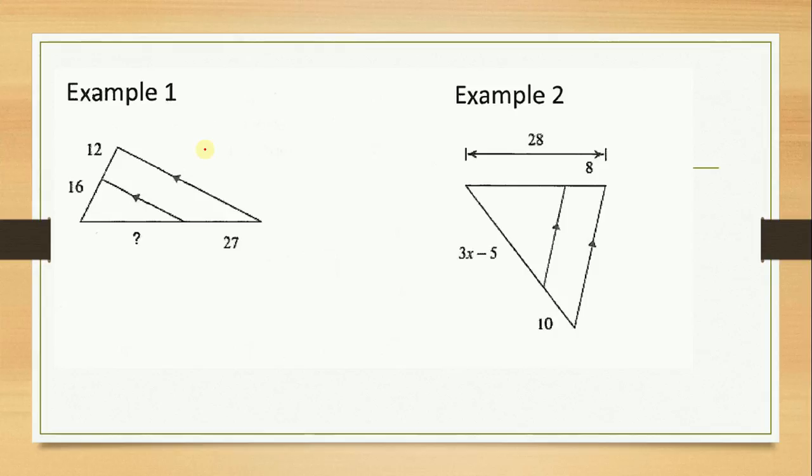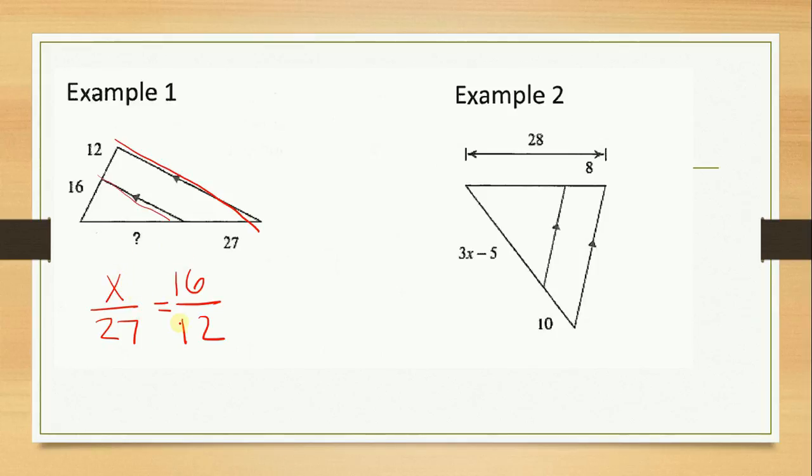So if a line is parallel to one side, we're going to first set up. So I have the two parallel lines here, which tells me that this over this equals that over that. So I can go x over 27 equals 16 over 12. That's because I have two parallel lines. Sometimes this doesn't work. If you don't have parallel lines, you cannot use this method.